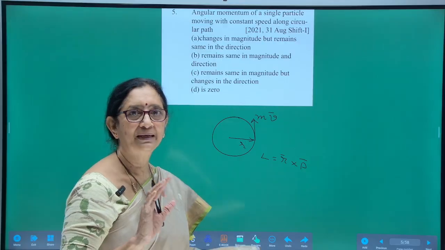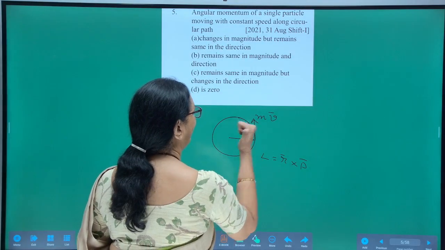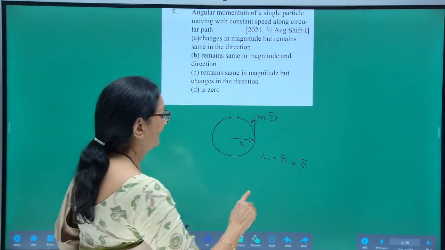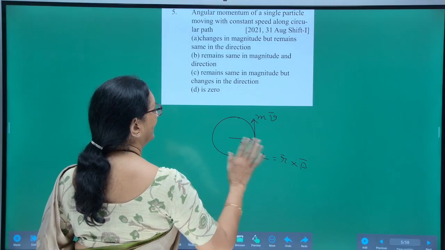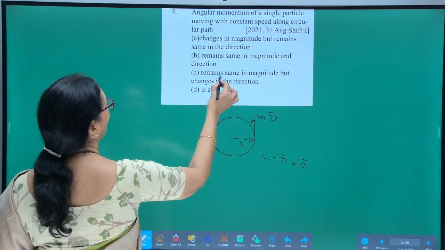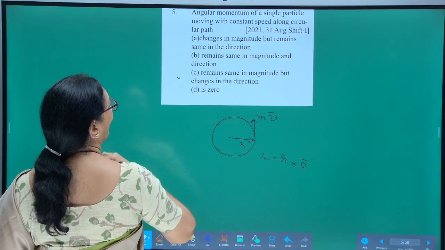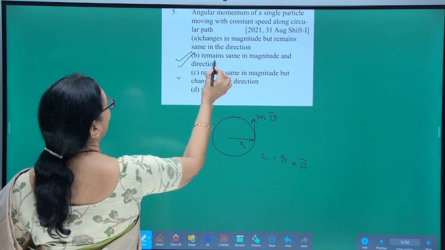So, here the direction of angular momentum is always constant. It will be like this, and as the magnitude of r and mv is constant, the magnitude is also constant. So, the angular momentum remains the same in magnitude and direction. So, option B remains the same.